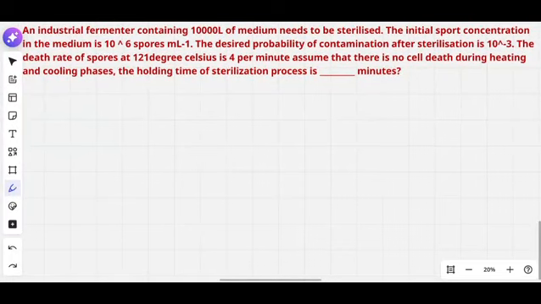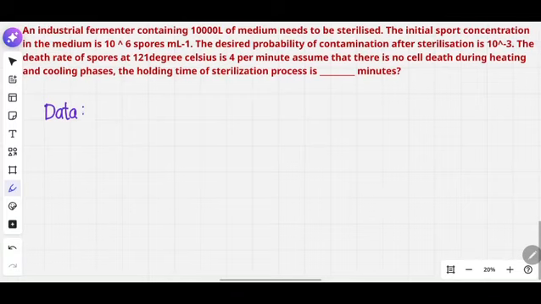We will deal with a new problem. This question was asked in GATE 2019. It is a bioprocess engineering problem. So let us first understand. The first thing we need to do is tabulate the data that is given.